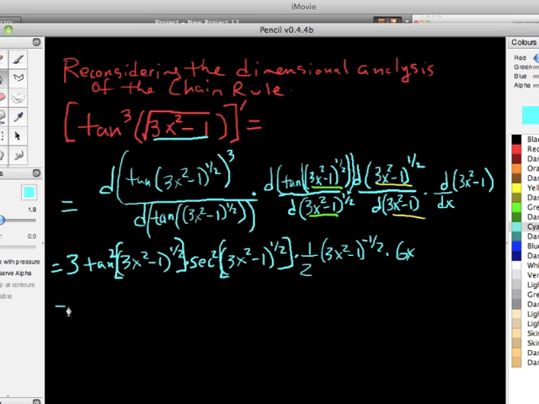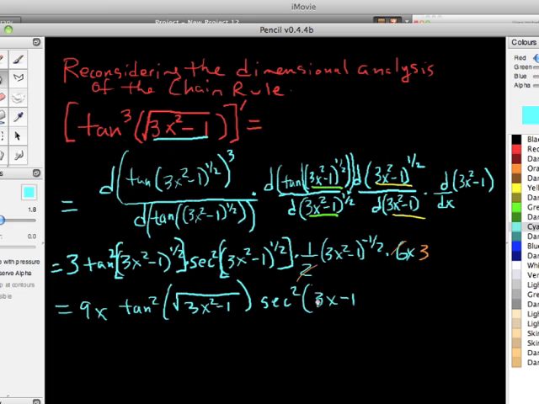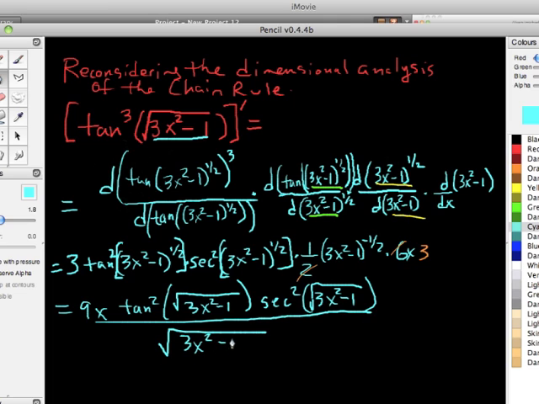But if we're careful, right? So we have 6 cancels with 2, leaves 3, and the answer, and we have 3x times 3, so let's say 9x tangent squared of the square root of 3x squared minus 1 times secant squared of the square root of 3x squared minus 1, all over the square root of 3x squared minus 1.